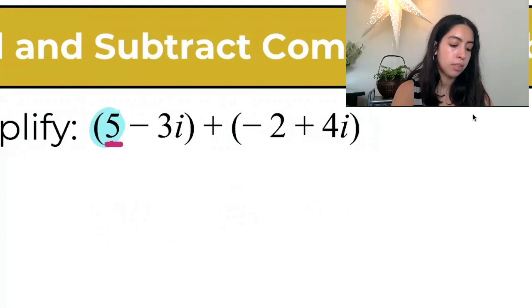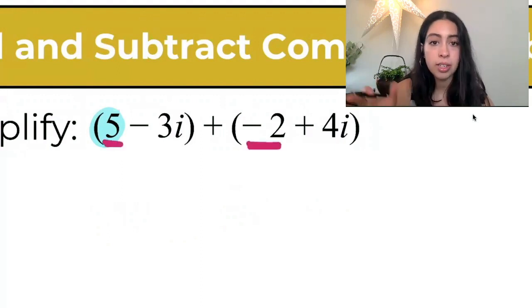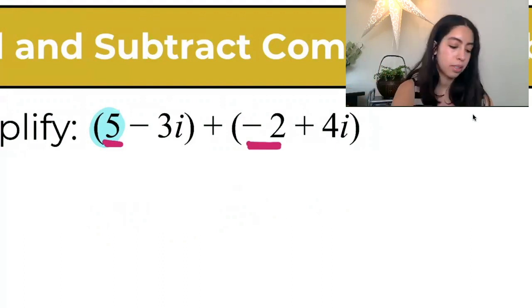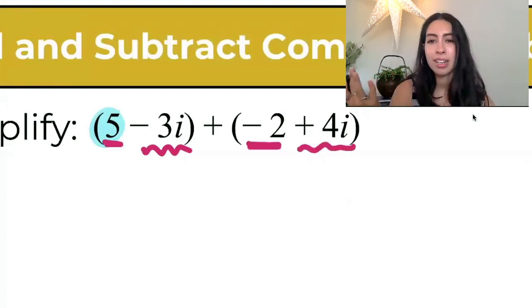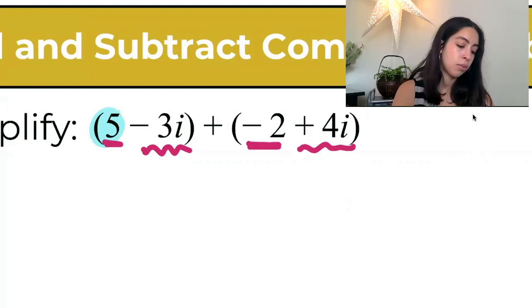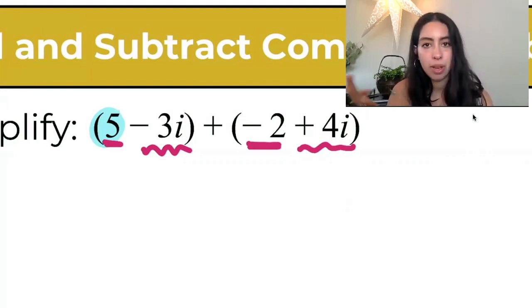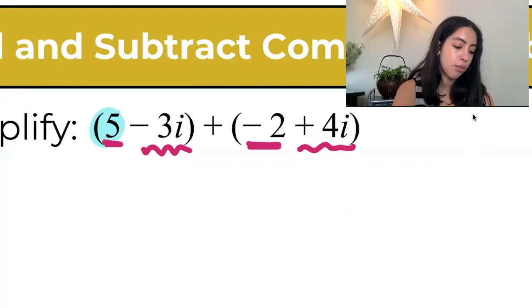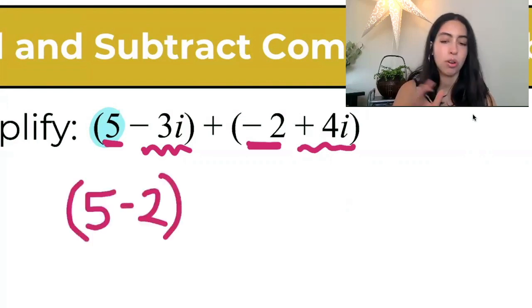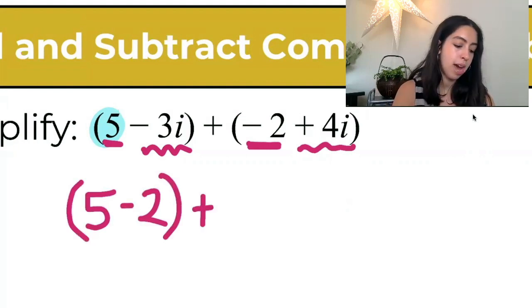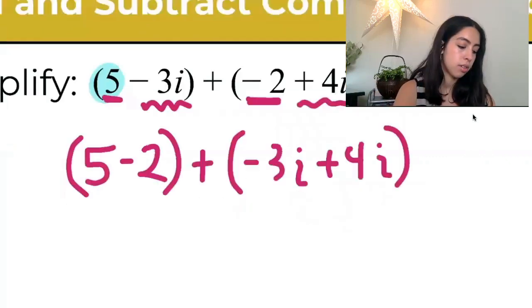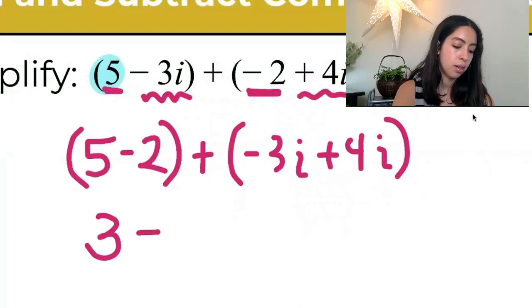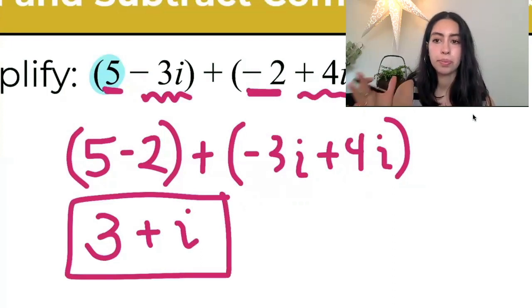So the real numbers are always going to be added together, and the imaginary numbers are going to be added together. So kind of the same PEMDAS rules apply. We'll just combine like terms. You can think of it that way, right? The like terms in this case being 5 minus 2 because those are the real numbers, and then we'll add -3i plus 4i because those are the imaginary numbers. And that's going to give us 3 plus i, and that is our solution. Simple as that.